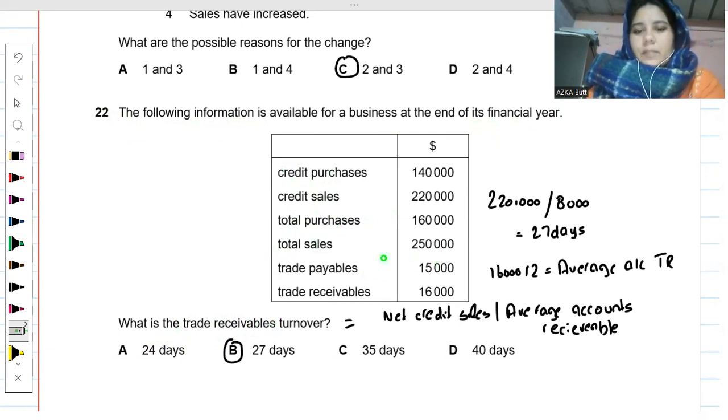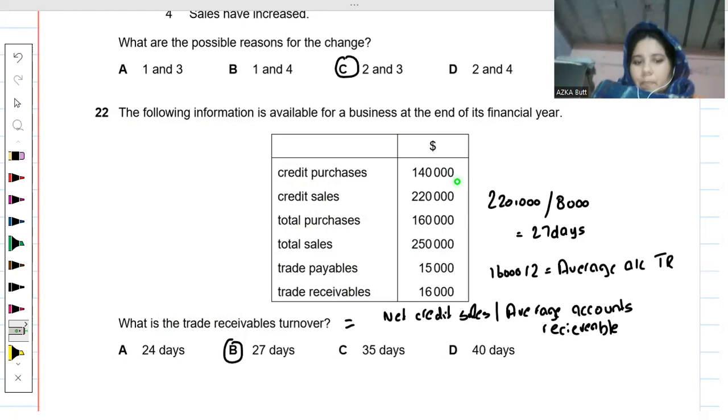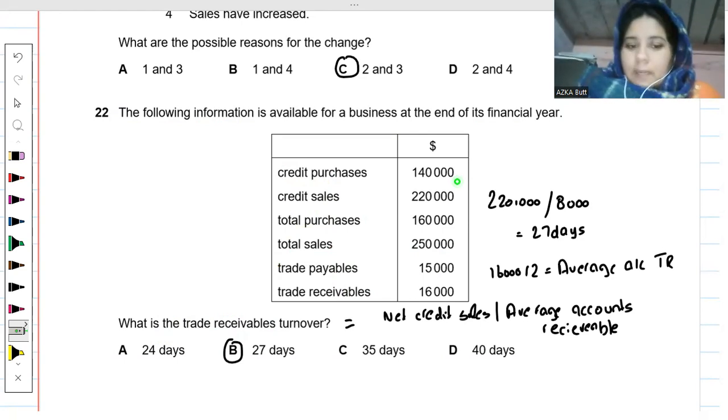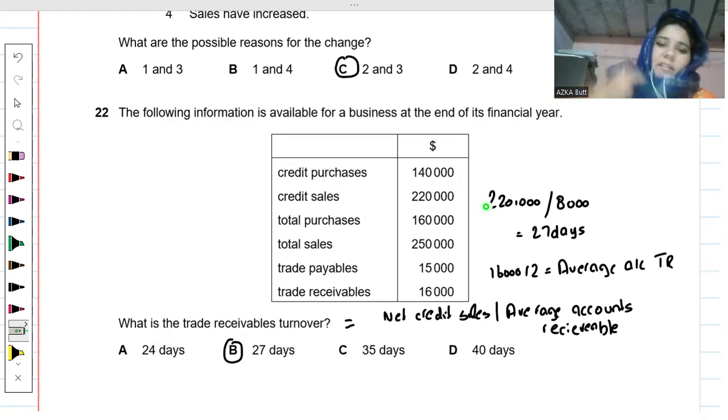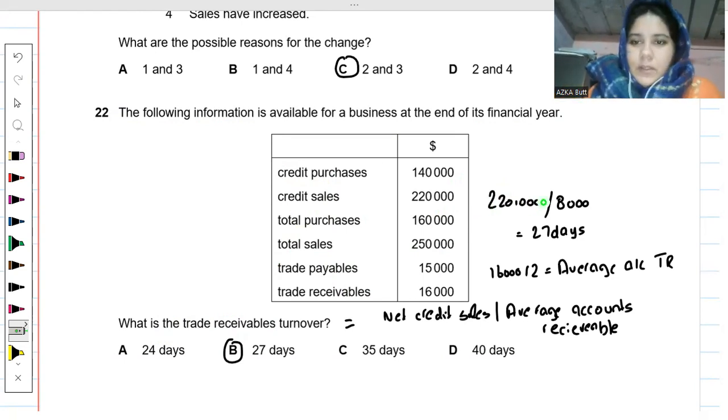So we know that we have the total sales, but because we want to find out the trade receivable turnover, we would not add cash sales into it. In total sales this is 250,000 and credit sales were 220,000. So it means that the extra 30,000 will be our cash sales. But this is the trade receivable, so we will not add the cash sales in it. We have the net sales because we don't have any sales return here. So we have 220,000 credit sales. We don't need to find the net sales because we don't have any information related to it.